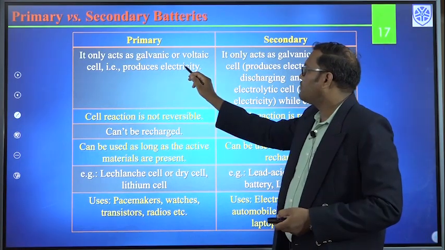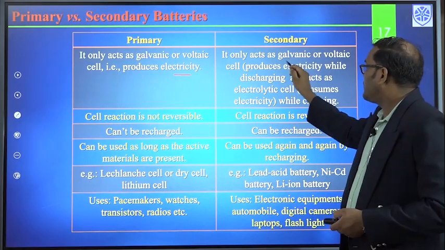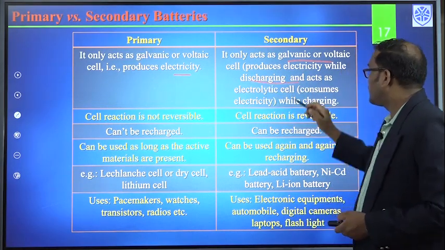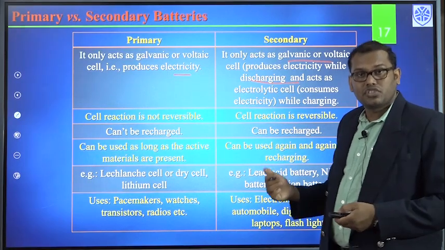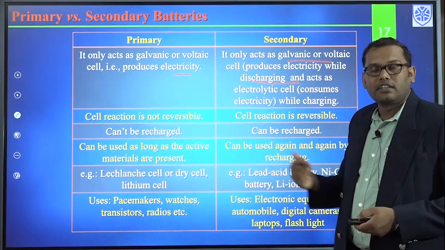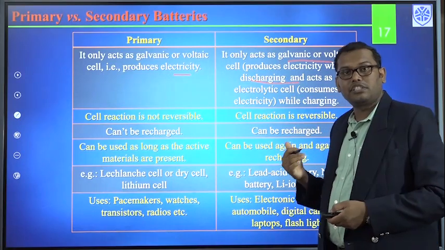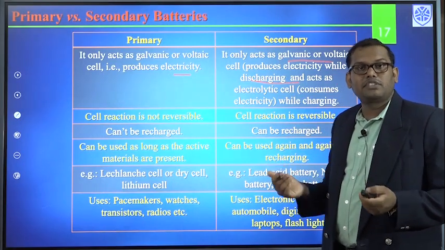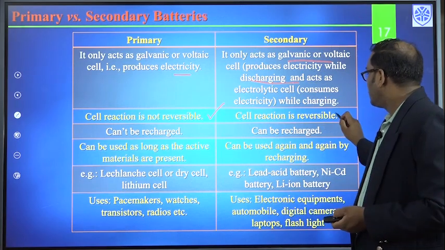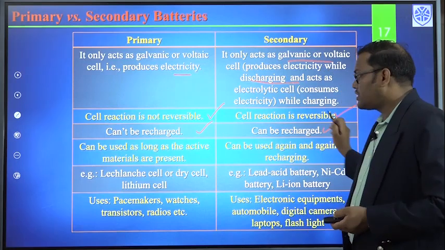So, a primary battery is mostly a galvanic or voltaic cell, and it produces the electricity. A secondary battery is also a galvanic or voltaic cell during the discharging process, but it behaves as an electrolytic cell during charging, because in the charging process you are supplying the current and carrying out the chemical reaction. That is why it behaves as an electrolytic cell during charging, but while discharging, it behaves as a voltaic or galvanic cell. In a primary battery the cell reactions are irreversible and it cannot be recharged; in a secondary battery the cell reactions are reversible and it can be recharged.